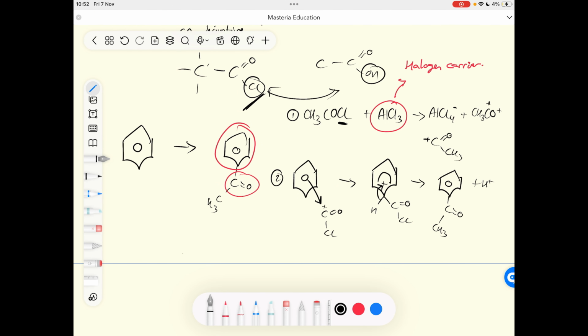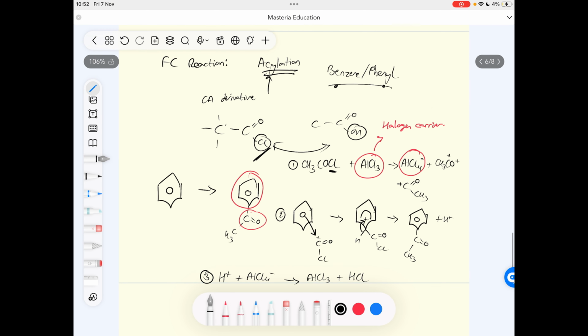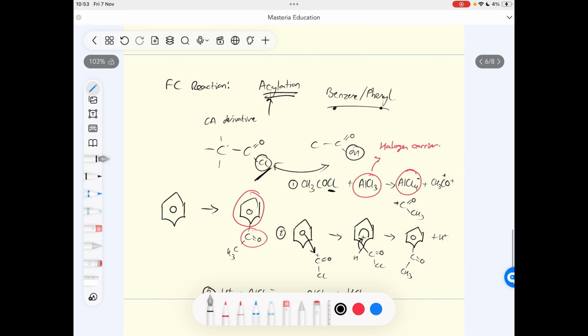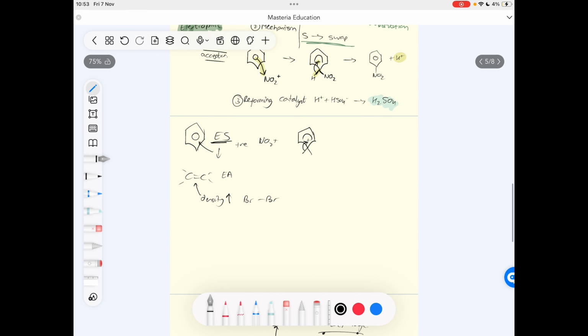And the last step, generating the catalyst. We take that H plus, we react it with, this time, the AlCl4 minus, and we reform our catalyst and generate HCl as a result. This mechanism, as you can see, is the exact same as the previous one, and it's called electrophilic substitution, same as the other one.